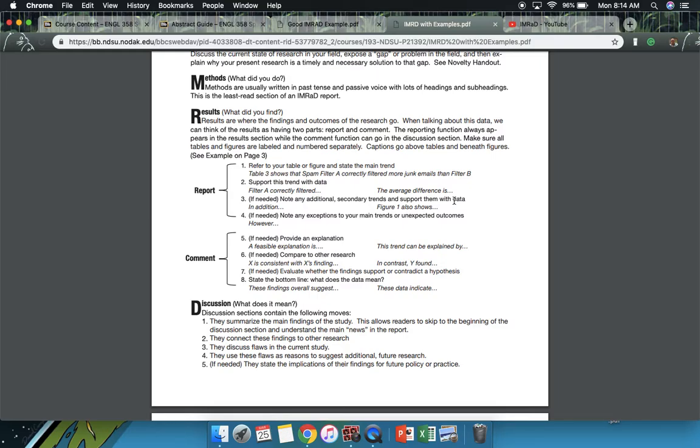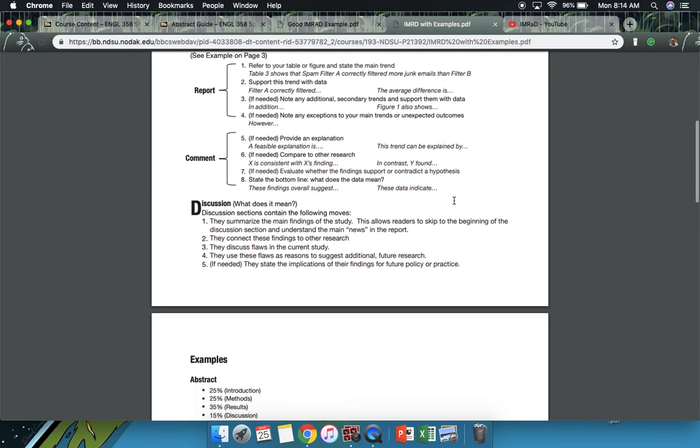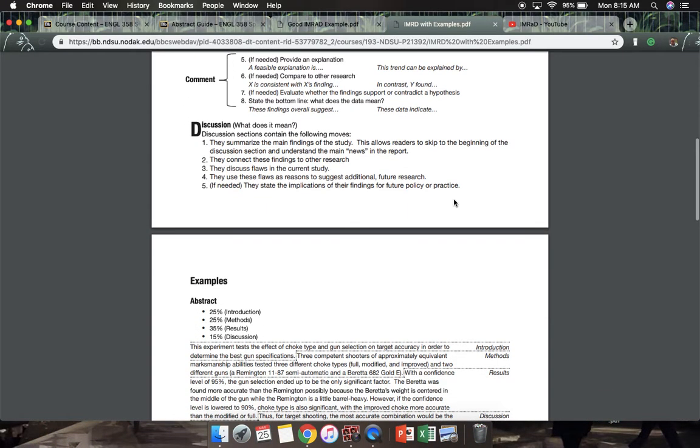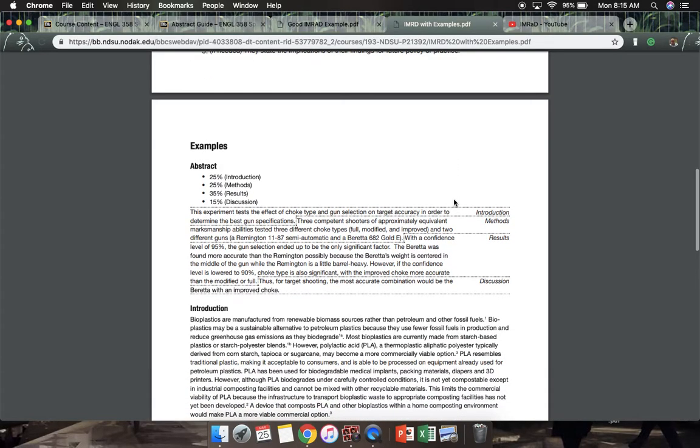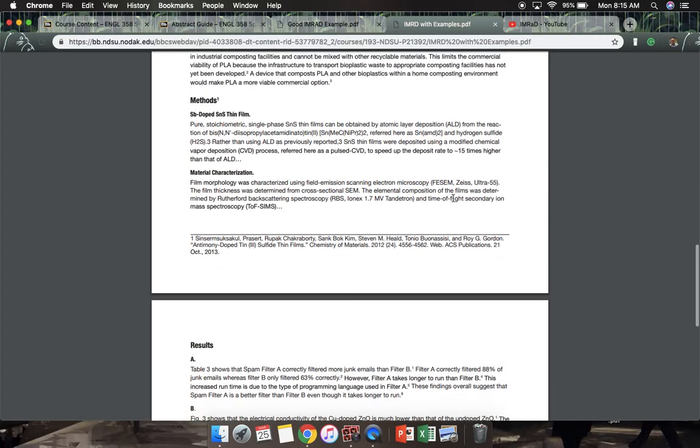Yeah. In the discussion section, right, you should make these moves. Summarize the main findings of the study. Connect those findings to other research. Discuss flaws in your current study. And then use those flaws as reasons to suggest additional research, right? You should also state the implications of what research could come after yours, right? To help people decide what research to do, yeah?